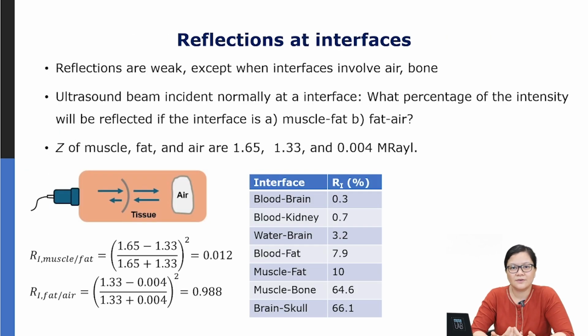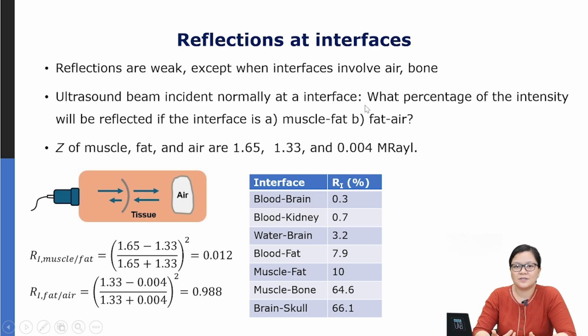When we look at these interfaces in tissue, the reflections are weak, except when the interfaces involve air and tissue or bone and tissue, because of their high acoustic impedance mismatch. So let's take an example of an ultrasound beam that is traveling perpendicular to an interface, so incident normally at an interface.